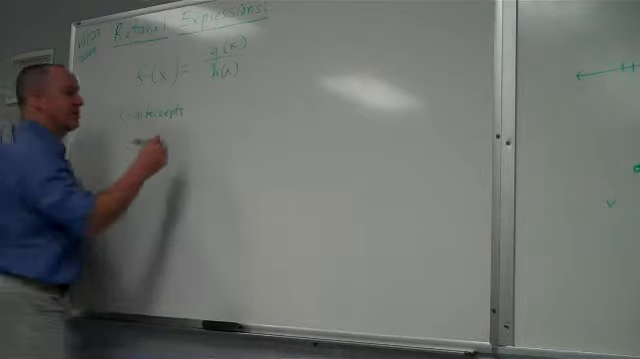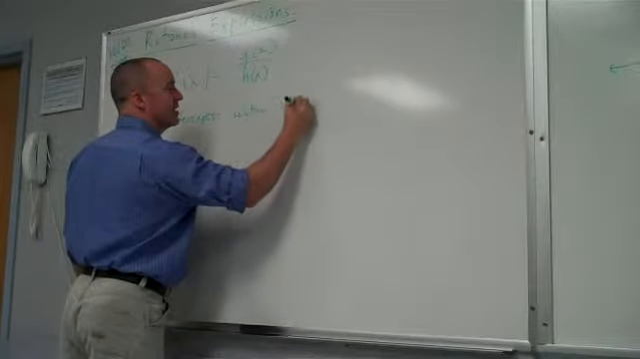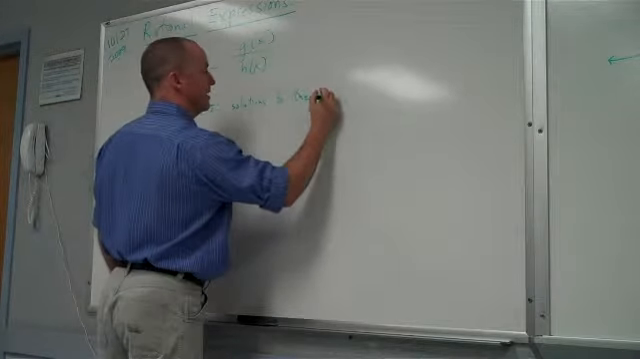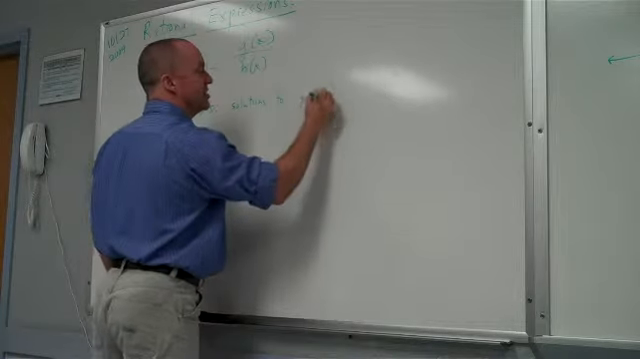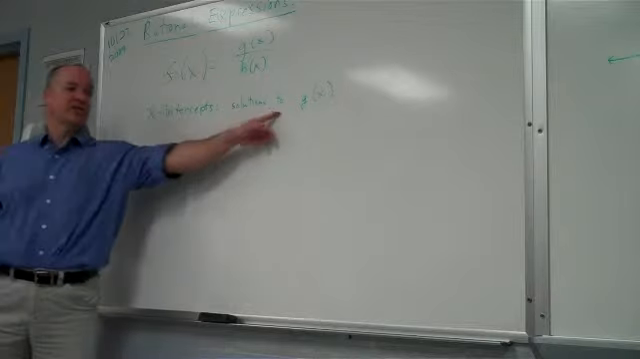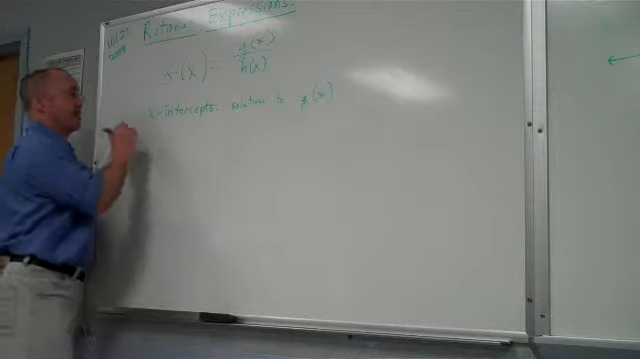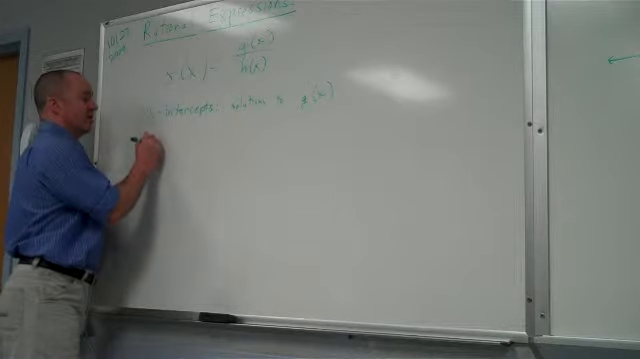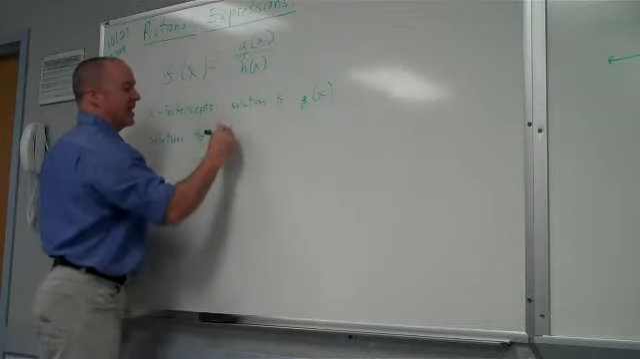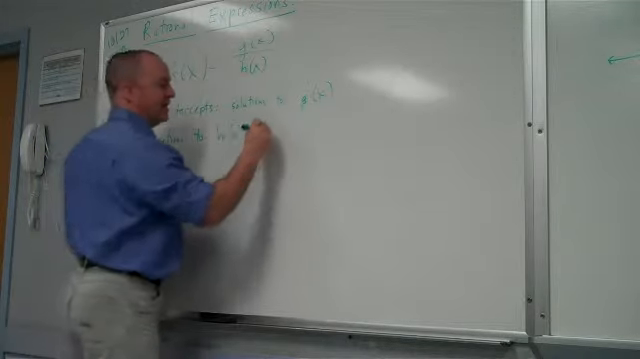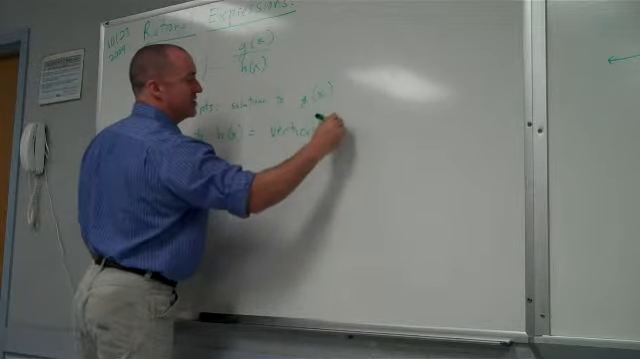Okay, x-intercepts are solutions to the polynomial on top, solutions to g of x. Your x-intercepts are going to be your solutions to this thing on the top. That'll tell you where it hits the x-axis. Solutions to the one on the bottom, h of x, will be vertical asymptotes.